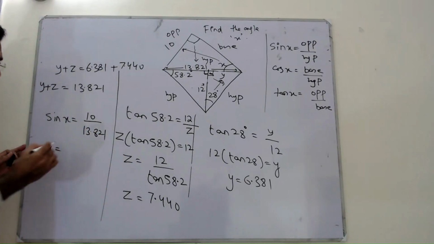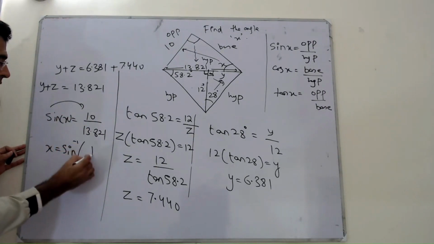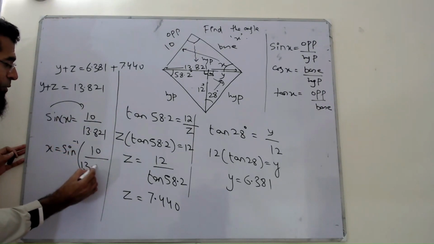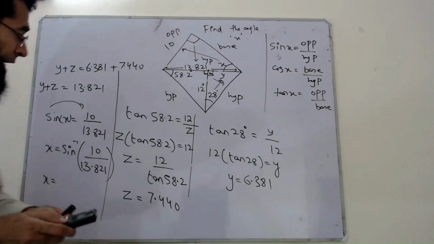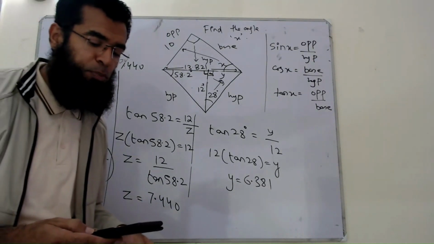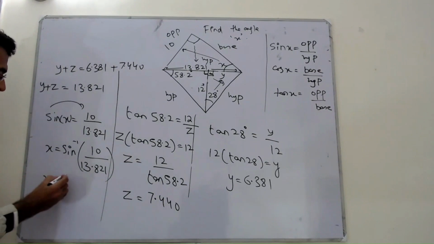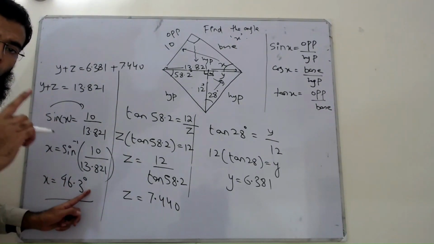We have to find the angle. Sine goes to the other side and becomes sin inverse. This is 10 over 13.821, and beta, you get the value of the angle. Again, pick up your calculator. So sin inverse of the fraction 10 divided by 13.821, bracket close, and beta, you get 46.3 degrees. Again, angle answers should be given to 1 decimal place.